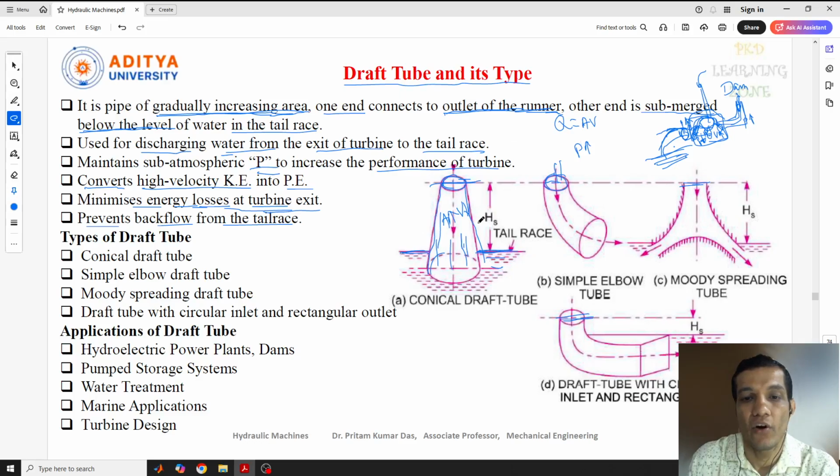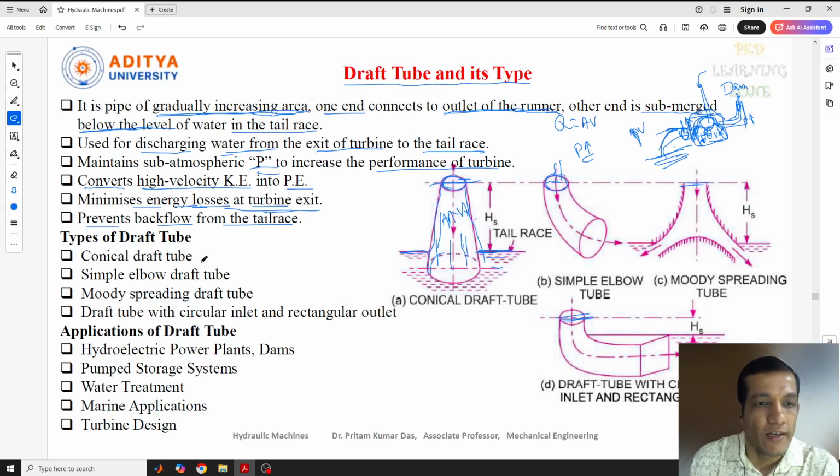If this part is not there, then the high velocity of the fluid will be directly exiting to the outside, so the total kinetic energy is going to be lost. Even if the pressure is less, a backflow will start, or the water won't come outside here. So there will be a problem. Energy losses will be there at the exit of the turbine. That's why, to prevent this kind of thing, draft tubes are used.